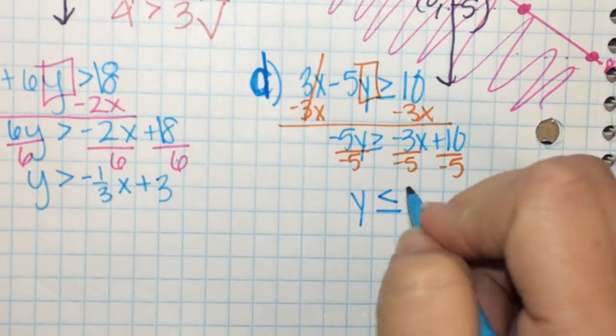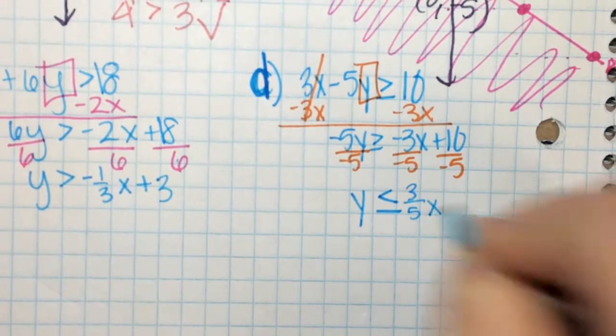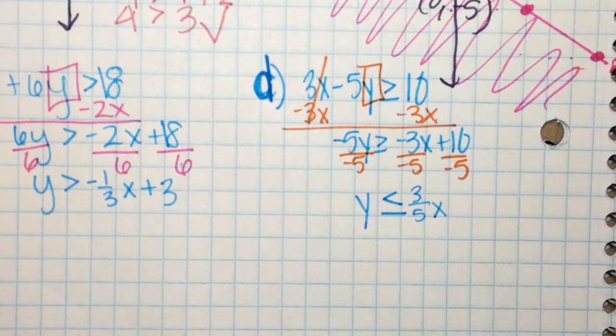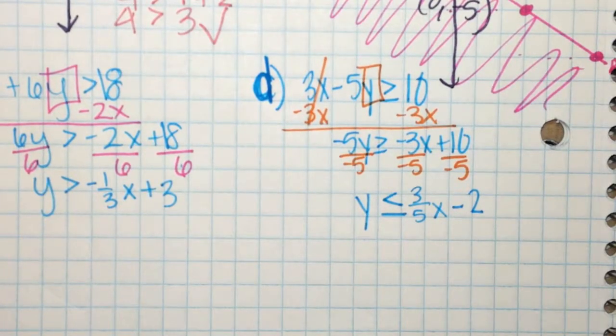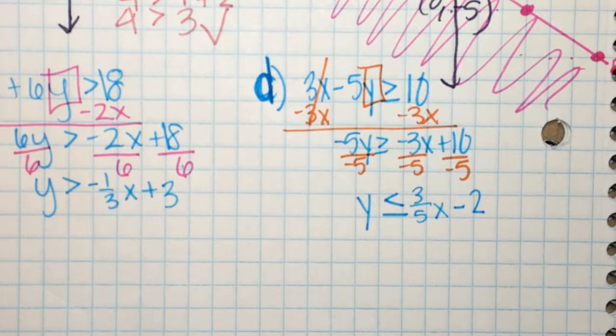Alright, what is negative 3 divided by negative 5? 3/5. Good, Sam, take a point. What's 10 divided by negative 5? Negative 2. Alright, let's graph it. Does everybody see how we got that?